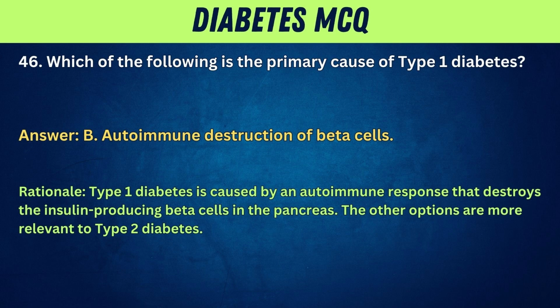Rationale: type 1 diabetes is caused by an autoimmune response that destroys the insulin-producing beta cells in the pancreas. The other options are more relevant to type 2 diabetes.